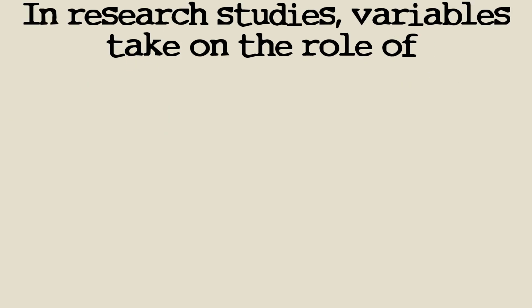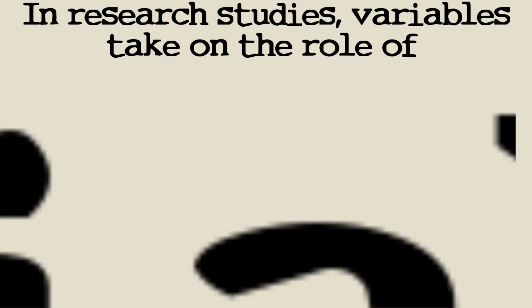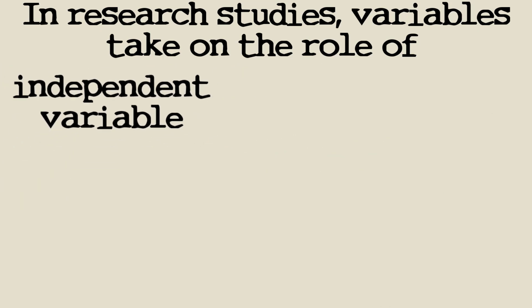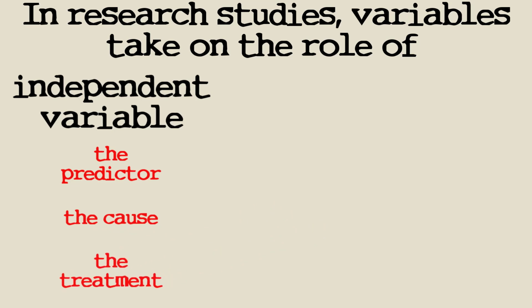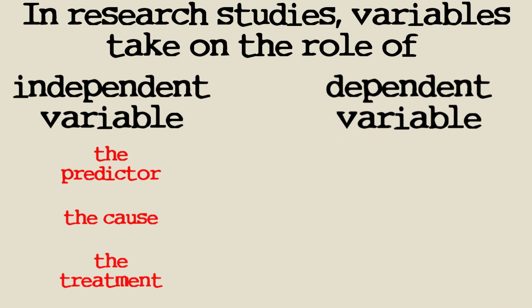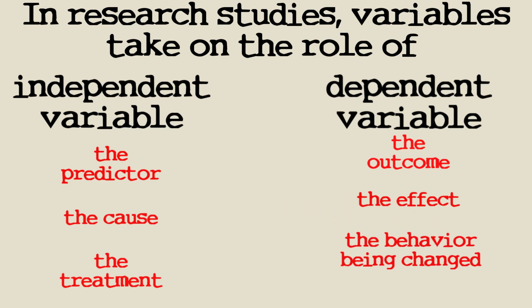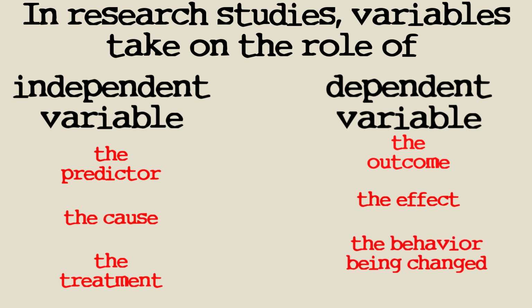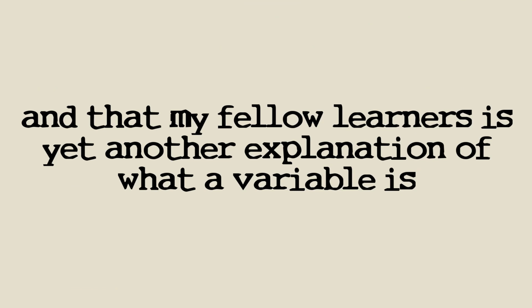Variables take on different roles when we use them in research, specifically in hypothesis testing. One role a variable can take on is that of an independent variable. The independent variable is the variable that is considered the predictor, or the cause, or the treatment used that may or may not have an effect on the dependent variable. The dependent variable is considered the outcome, or the effect, or the behavior being changed by the presence of the independent variable. And that, my fellow learners, is yet another explanation of what a variable is.